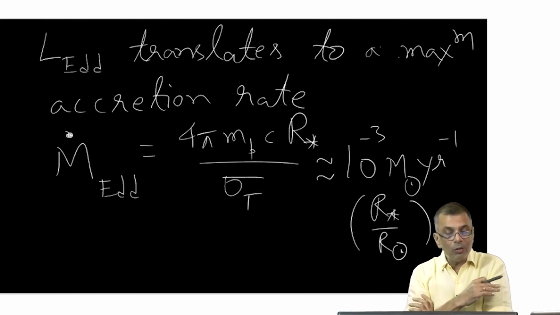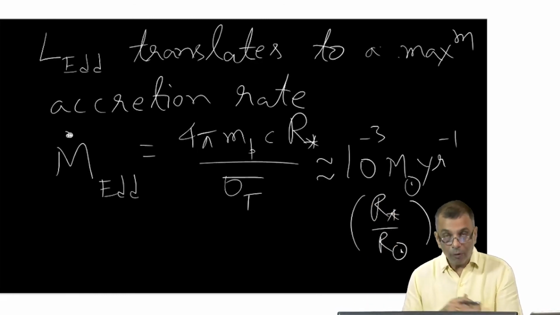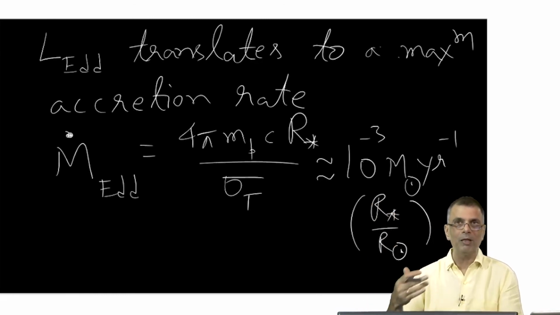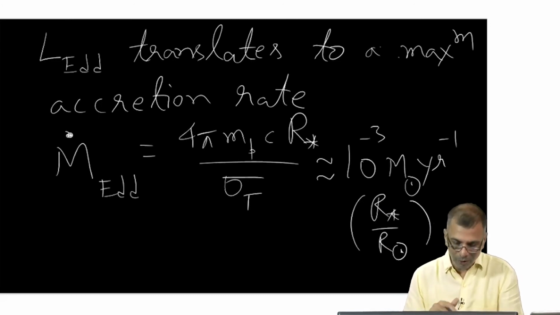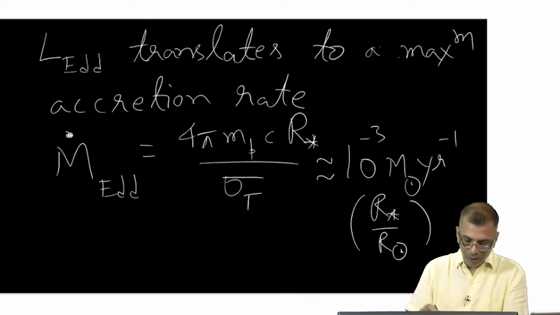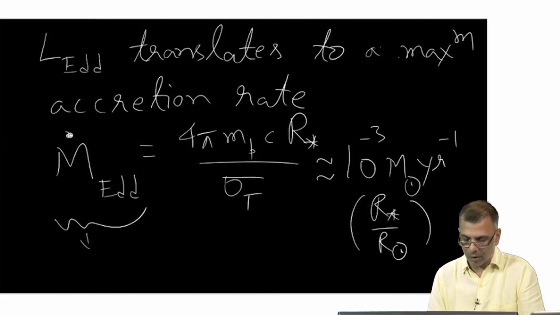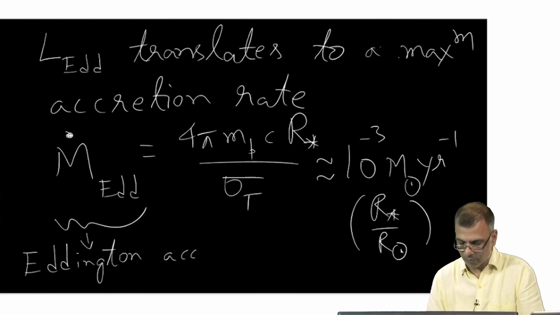Okay, so you cannot be too greedy. You cannot simply try to accrete many, many more protons if you want to increase the luminosity. There's a natural limiting thing. So this represents the upper limit on the accretion rate. If, of course, the compact object is larger, R star is larger, then you can accrete more. But still there's an upper limit. You cannot accrete more than the Eddington accretion rate.